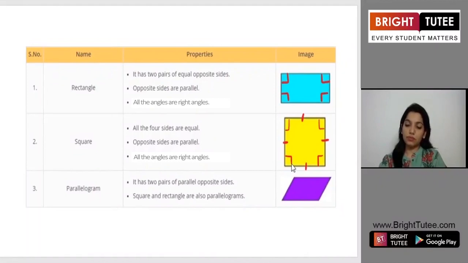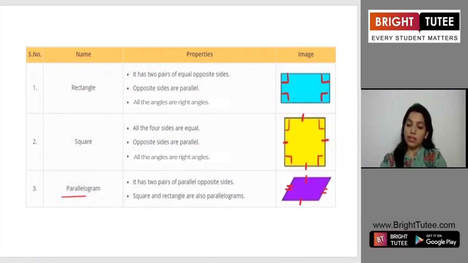Okay, now coming to the third one. Here it is given a parallelogram. What is a parallelogram? As the word says itself, the word parallel. So the property is that the opposite pair of sides of a parallelogram are parallel and equal to each other. This is the property you are going to remember about parallelogram. The opposite pairs of the given parallelogram are parallel to each other and are equal as well.